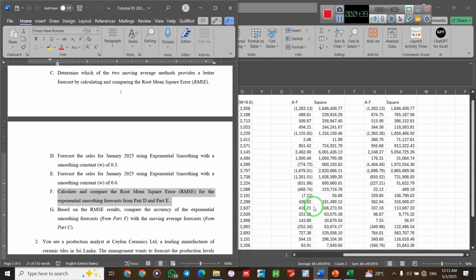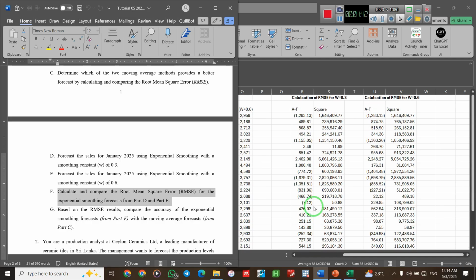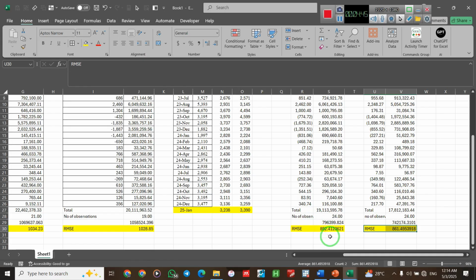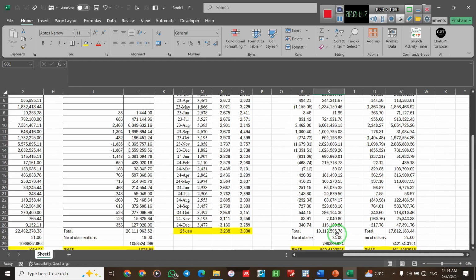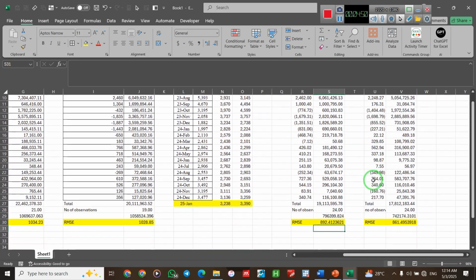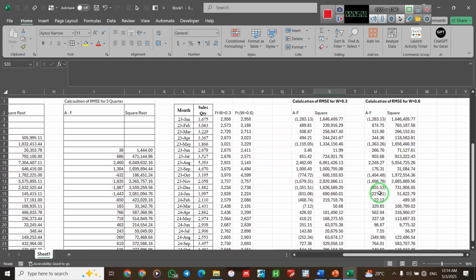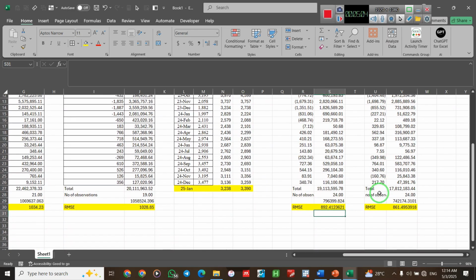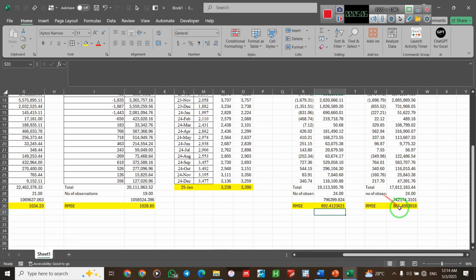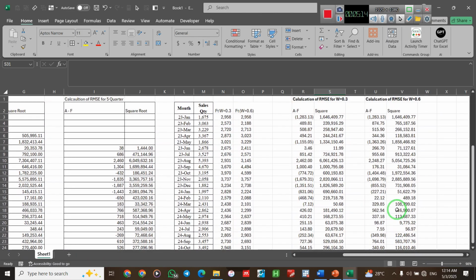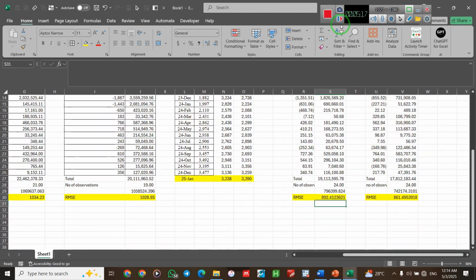So you can see that where W is equal to 0.3, the RMSE is 892, but when W is equal to 0.6, the RMSE value is 861, right? So based on that, you can say that using the W equals 0.6 method is better, as it has a lower RMSE value compared to the higher RMSE value at W equals 0.3, right?